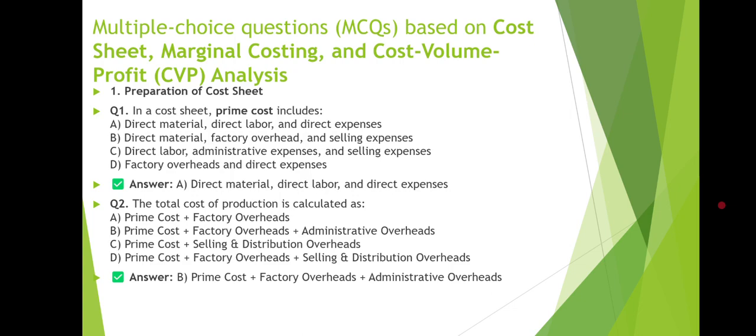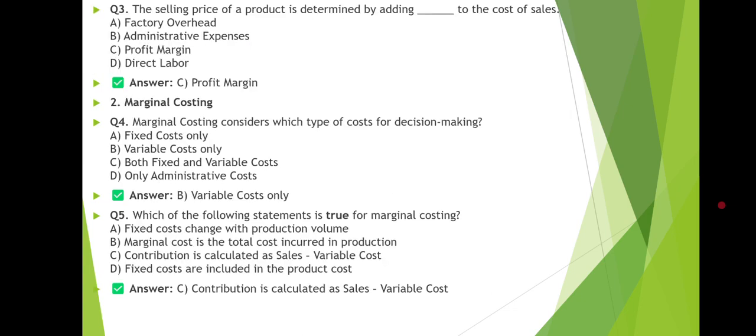Second question we have, the total cost of production is calculated as: you add prime cost plus factory overhead and administrative overheads. In that way you can calculate the total cost of production. Next we have, the selling price of a product is determined by adding profit margin to the cost of sales. And next, marginal costing considers which type of cost for decision making? The right answer is variable cost only.